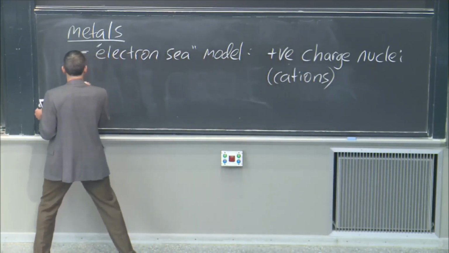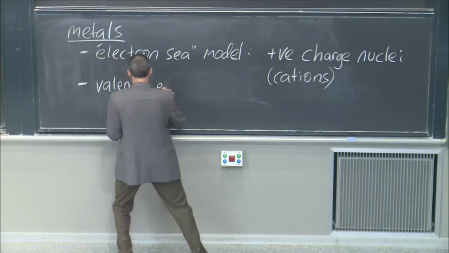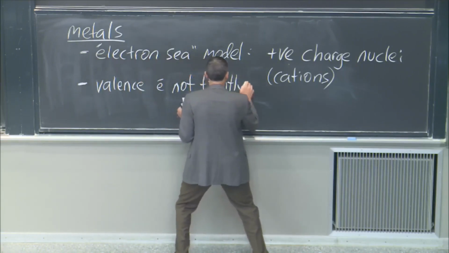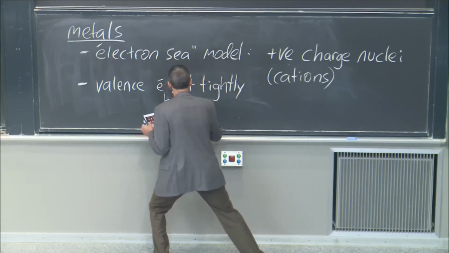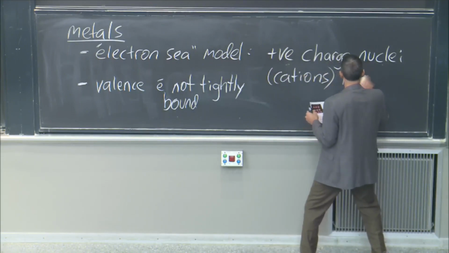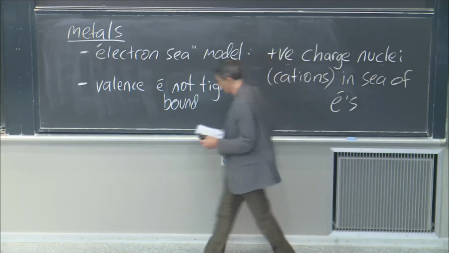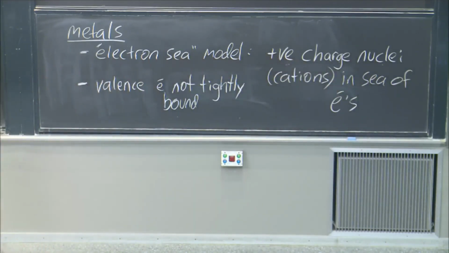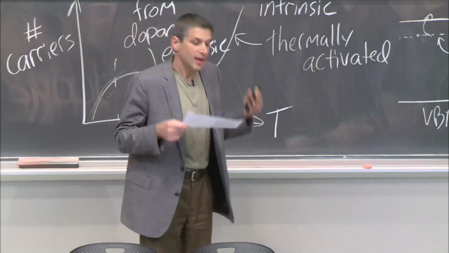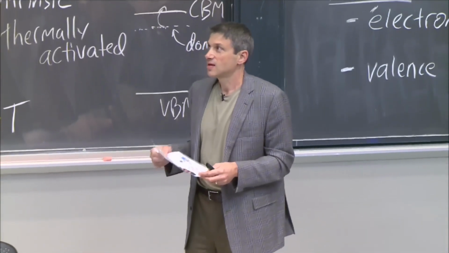And so this is because the valence electrons are not tightly bound. This is what I've been saying, but this is why you get it. Cations, so positively charged nuclei, in a sea of electrons. Now, if you think about a metal in this way, you understand a lot of the properties of metals. This is a very useful way to think about metals.